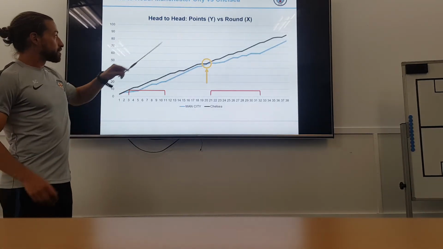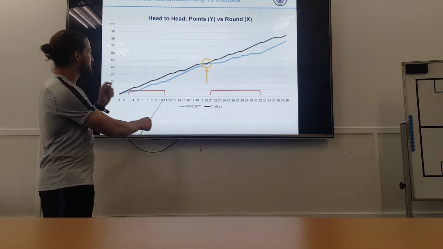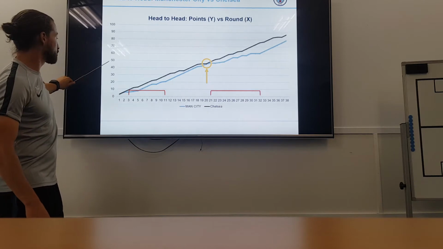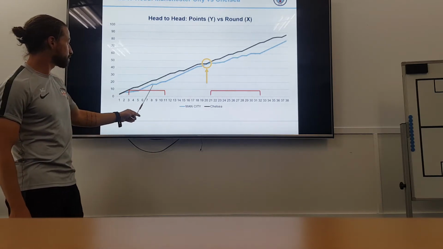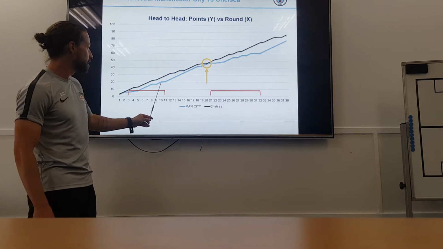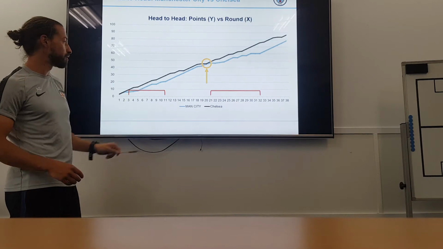So head-to-head points versus rounds. Round being on the x-axis, points being on the y-axis. As you can see here, we're in the light blue. So we're always trailing the whole way. But an interesting point, as you see here in the yellow, we actually draw level on points. So that's a midway point through the season.